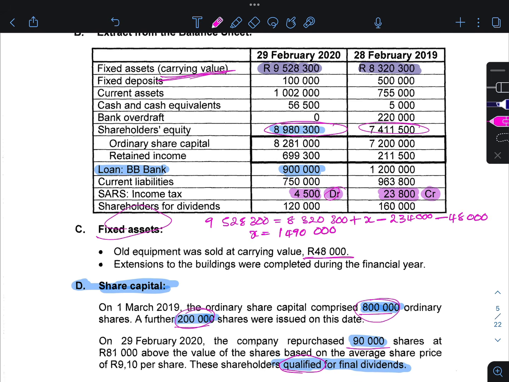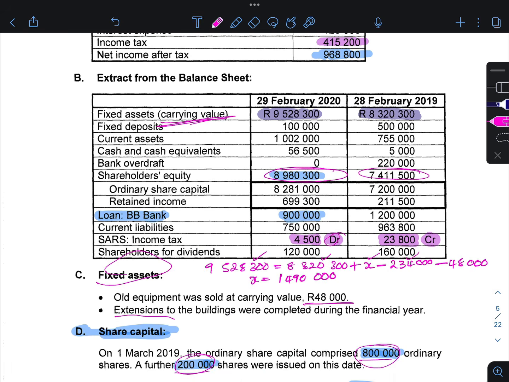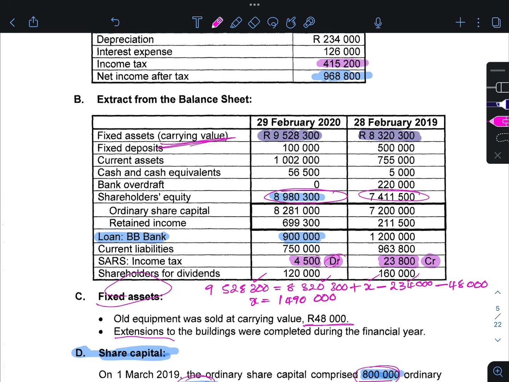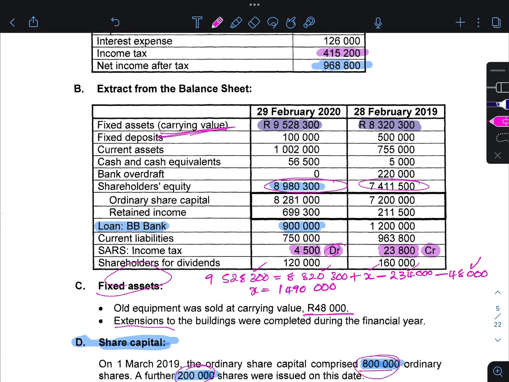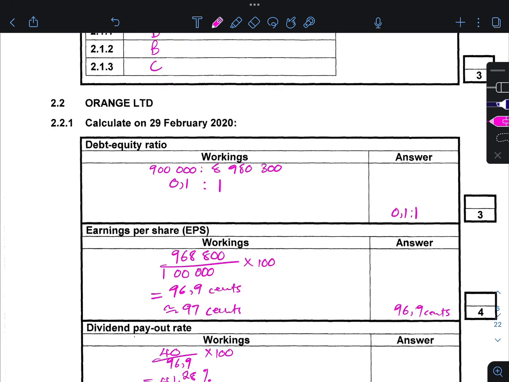So we had a closing balance. Okay, this is the opening balance. This is what you purchased. Not really what you purchased, but your extensions to the buildings. Okay, so now you have 234, which is your depreciation. Okay, that's correct. And then you had your 48,000 of what you sold. So it's 1,490,000. So that's what you got for your fixed assets.